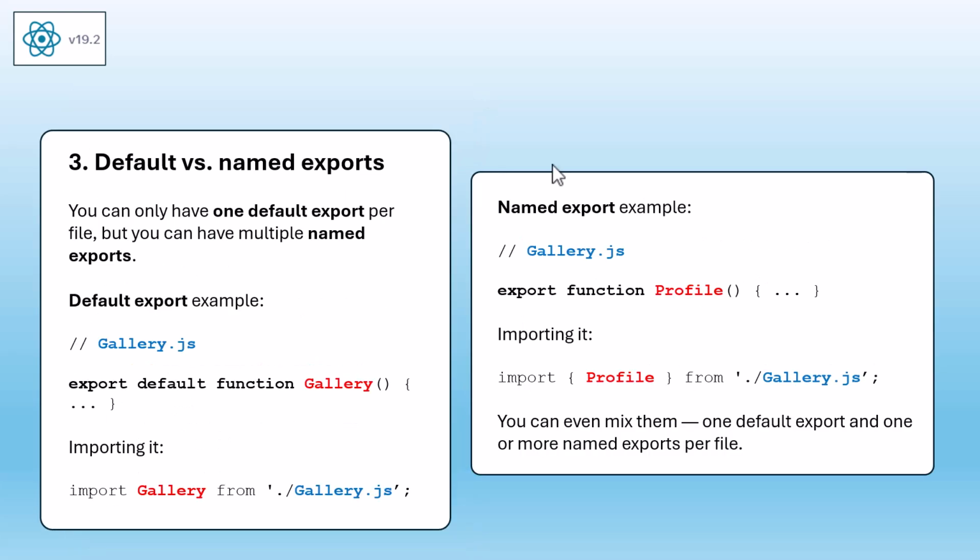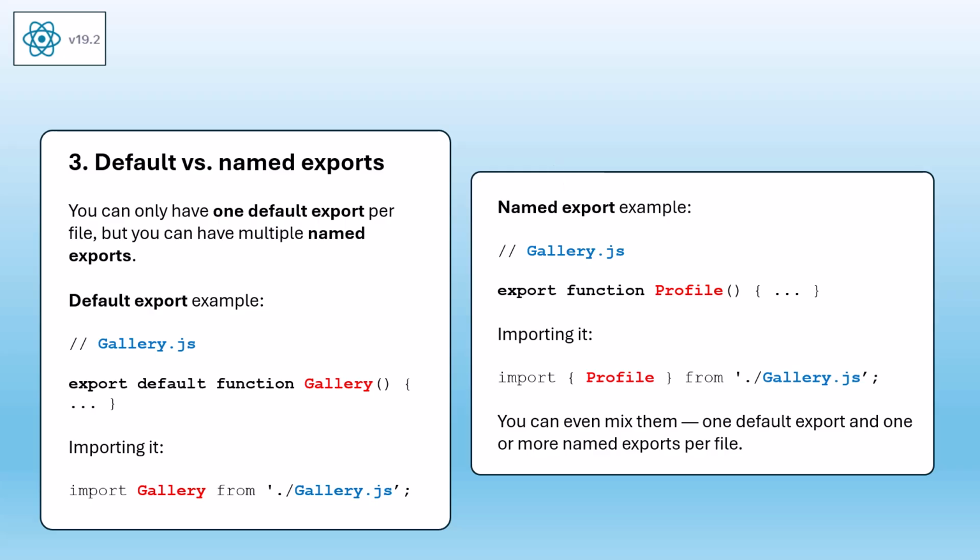3. Default versus named exports. When we talk about exports, we have 2 main types: default exports and named exports. A default export means that the file exports one primary thing, one component or one function. When you import it, you can name it whatever you like. A named export, on the other hand, is used when you want to export several components or functions from the same file. In that case, each exported item keeps its name, and when you import it, you must use curly braces.